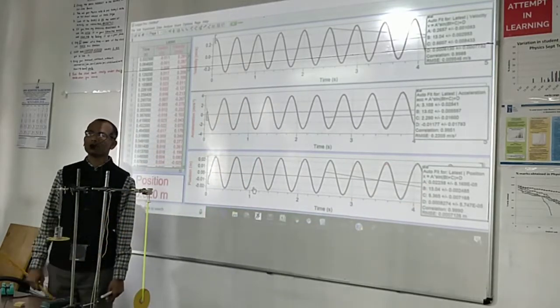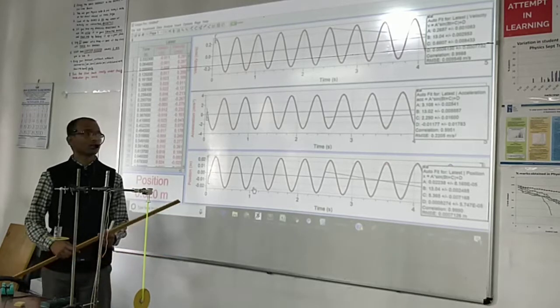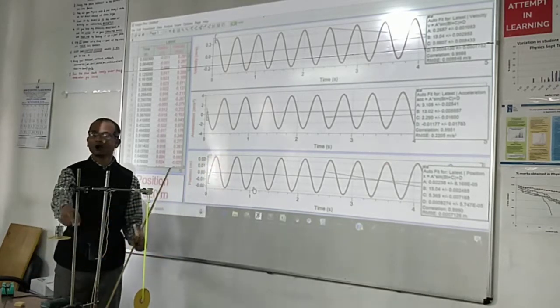Okay, now a question for you. If I want to change the B value, what should I change here?